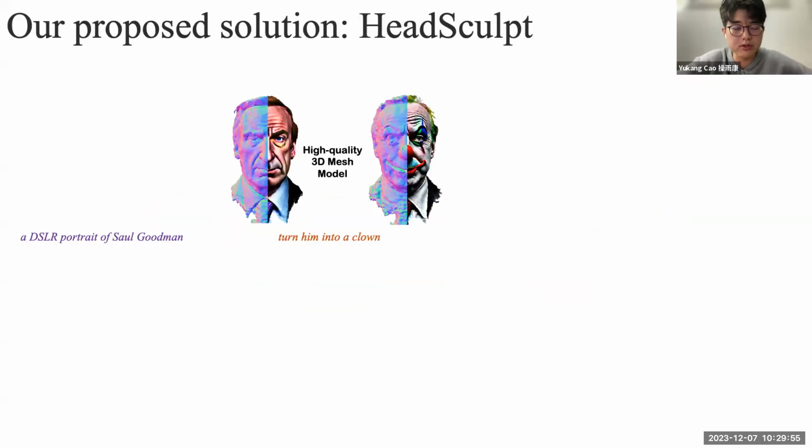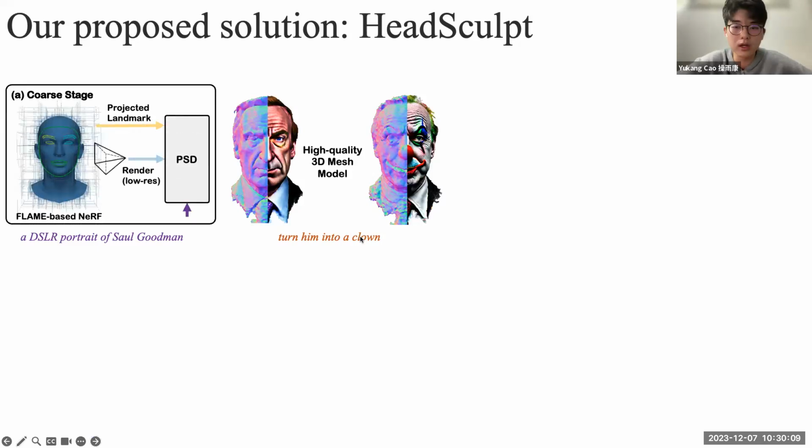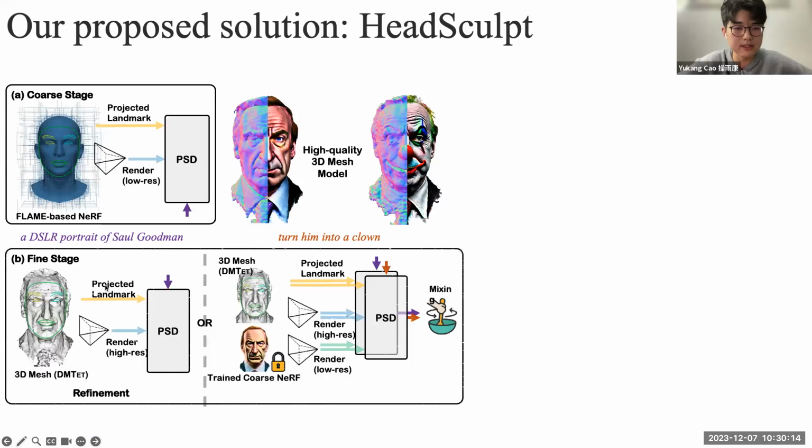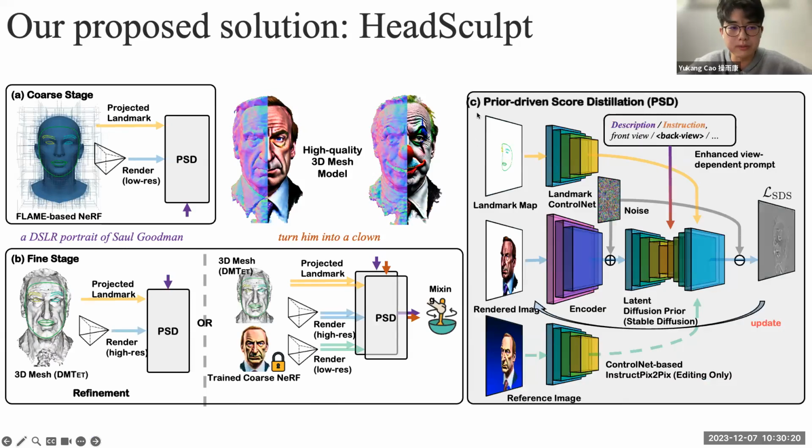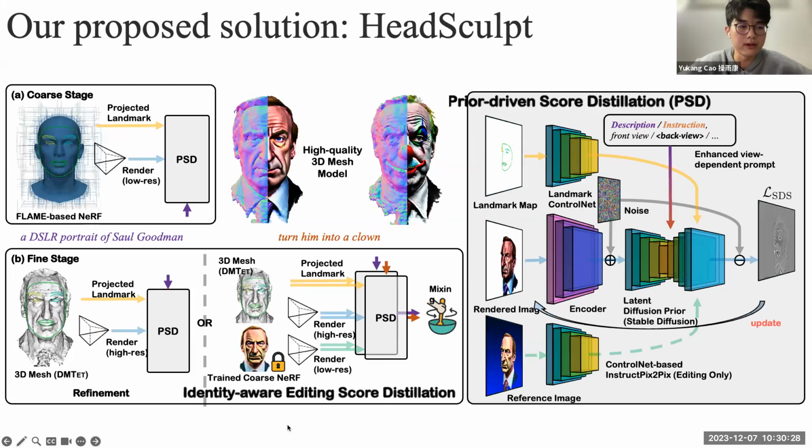Our objective is to achieve highly detailed 3D generation and fine-grained editing results based on both descriptive and instructive prompts. To achieve this task, we propose a coarse-to-fine pipeline, employing NeRF in the coarse stage and DMTet in the fine stage. Specifically, to handle the mentioned problems, we first propose prior-driven score distillation, PSD, for the multi-face problem, and also identity-aware editing score distillation for efficiently editing the 3D results while preserving the original identity.